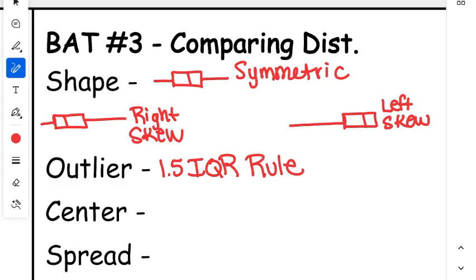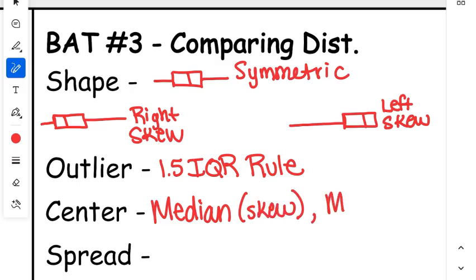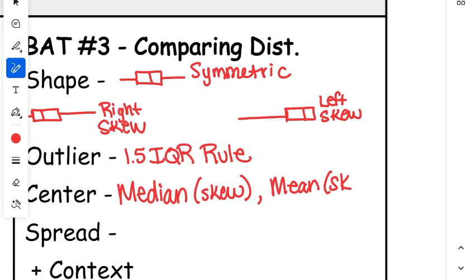Okay, the outlier, you would find that by doing that 1.5 IQR rule, where you go above it and below it. You find the median for the center, median if it's skewed, and then mean if it's symmetric, which if it's symmetric, then our median and mean should be about the same. Oh, I should put symmetric.